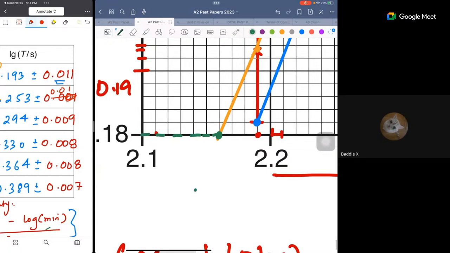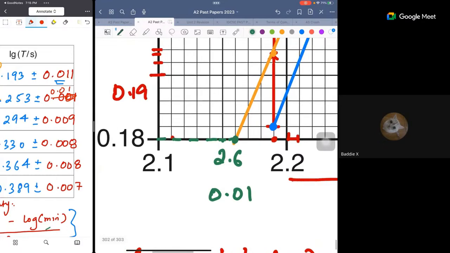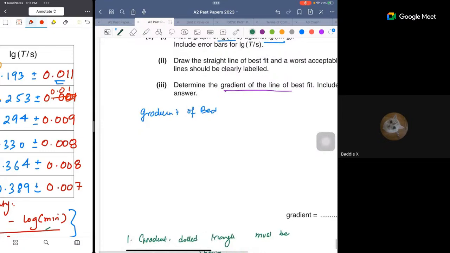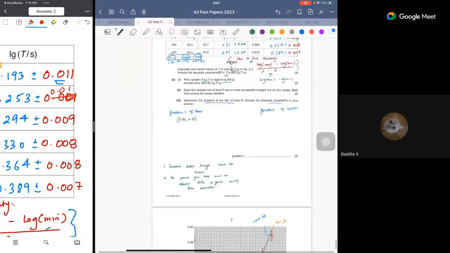So on this side it was 0.01, I think, so 2.5, 2.6. So this is 2.6. And the other point on this is 0.18. So my point here for the first best fit point, I'm going to write 0.26 and 0.18. So that's one of those points that I took.